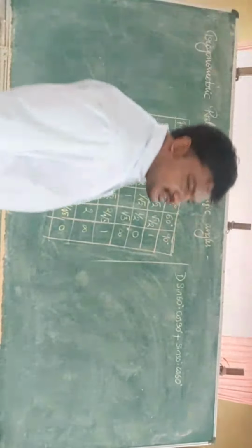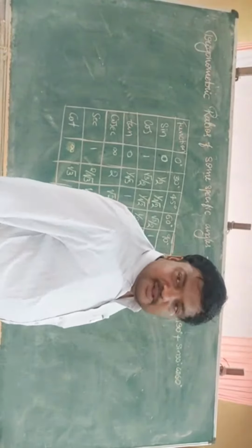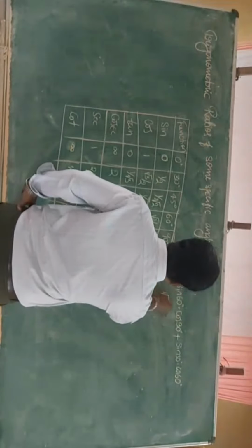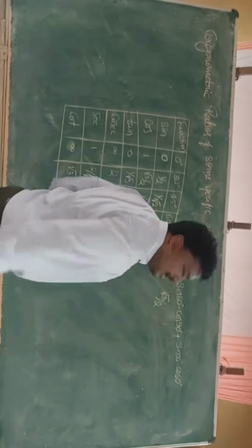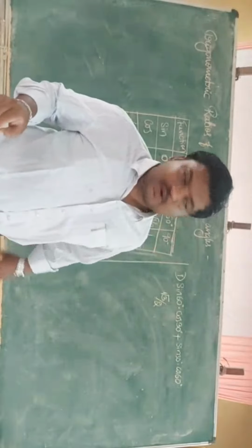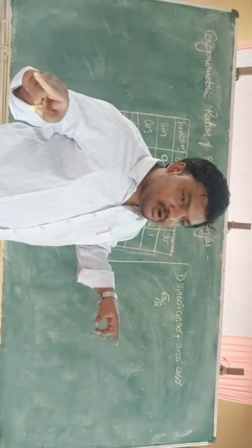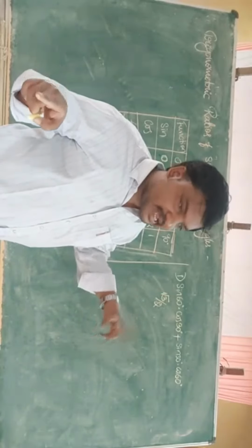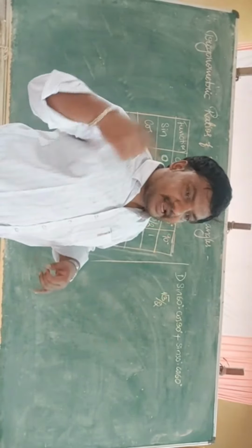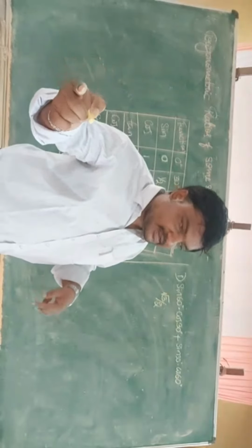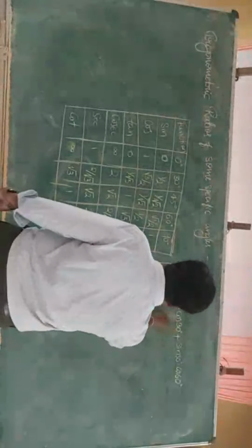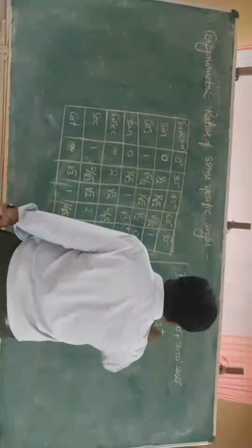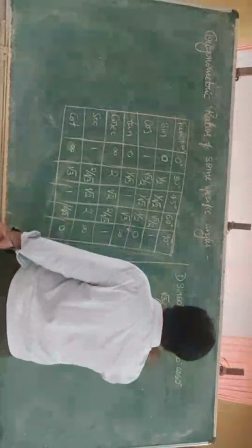Stop writing. Simple example. Sine 60 degrees is root 3 upon 2. Without looking at this table, you can tell. And cos 30 is again root 3 upon 2, because sin 60 is equal to cos 30. Am I right? Sin 30 and cos 60 values are same, and sin 60 and cos 30 values are same. So sin 60 is root 3 upon 2, cos 30 is also root 3 upon 2, plus sin 30 is 1 upon 2, cos 60 is 1 upon 2.